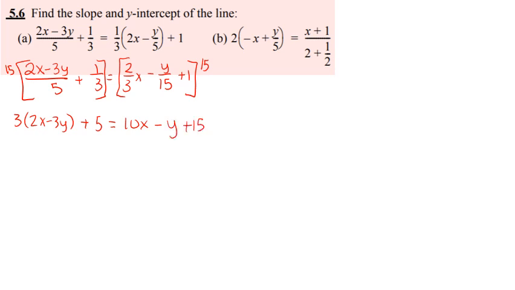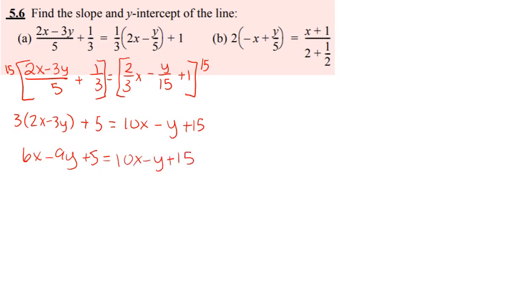Alright, so that was a lot of work. Let me just double check that I did that correctly. Plus 5, 3, 5, 10 minus y. Okay, great. So now I'm going to distribute. This is 6x minus 9y plus 5 equals 10x minus y plus 15.